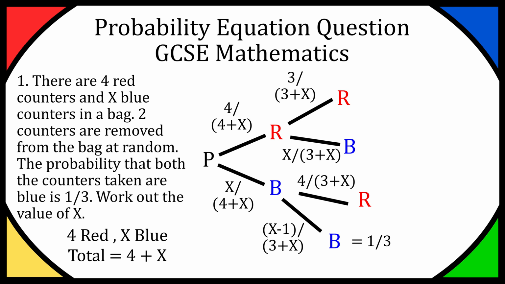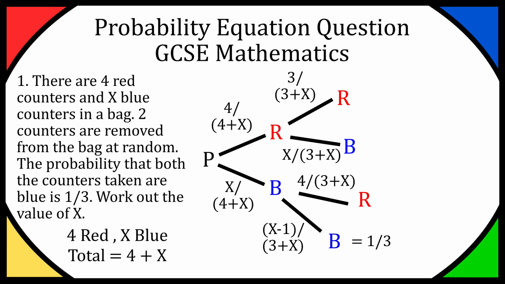So for example, I'll explain the top line. The P is just a starting point, I put that in there for probability. Let's follow the line that goes from P to red to red. First, let's look at the probability from P to R, and it's going to be 4 over 4 plus X. Why is that? Well, there's 4 red counters in the bag, and there's 4 plus X counters in total, so the probability of pulling a red counter is 4 over 4 plus X.